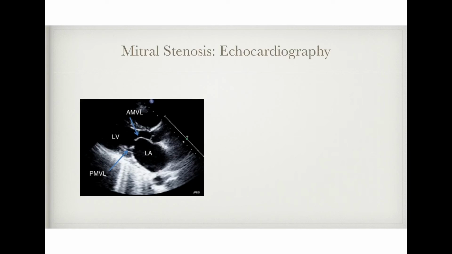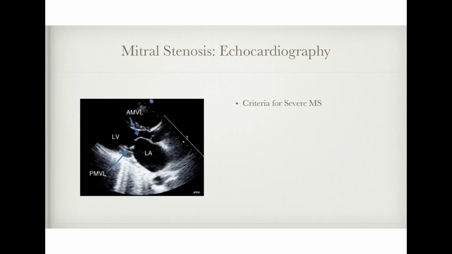On an echocardiogram, one of the most prominent features to look for, this is the parasternal long axis view again, with the left atrium, left ventricle, and the mitral valve leaflets labeled. This is the anterior mitral valve leaflet, and that's the posterior leaflet. You can see that the posterior leaflet seems to be very calcified and short, but the anterior mitral valve leaflet has this characteristic hockey stick or bent knee appearance, and that's pathognomonic for mitral stenosis.